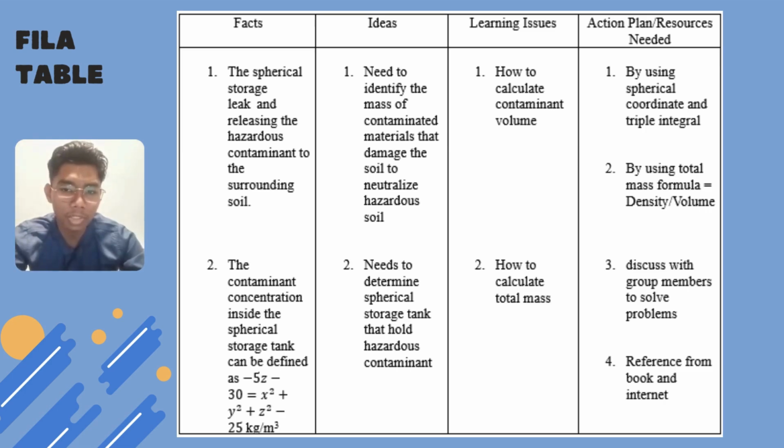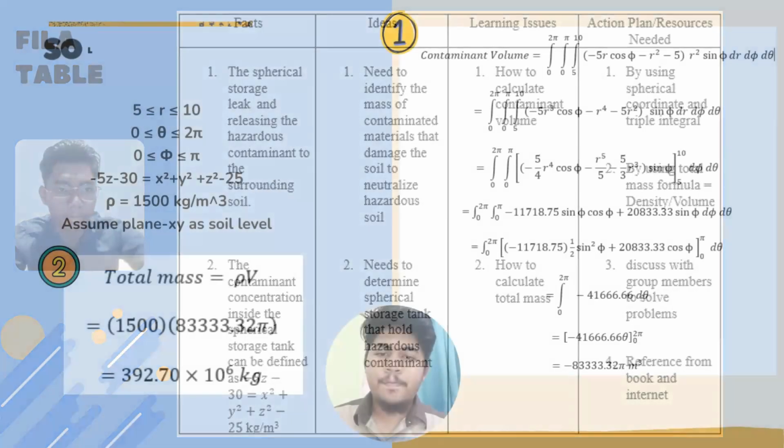Lastly, the action plan or resources needed. The first one is by using spherical coordinates and triple integral. Next, by using the total mass formula equal to density multiplied by volume. And the third one, discuss with group members to solve the problem. And the fourth one, reference from books and the internet.